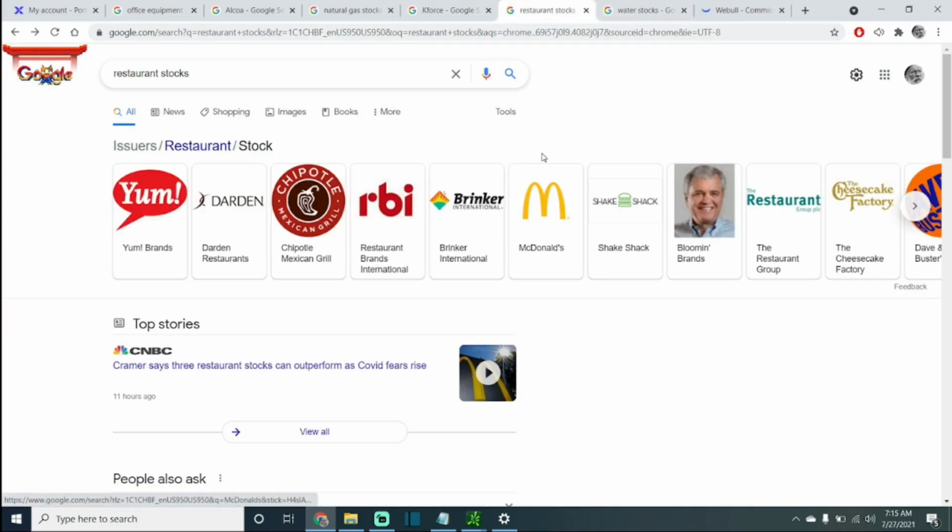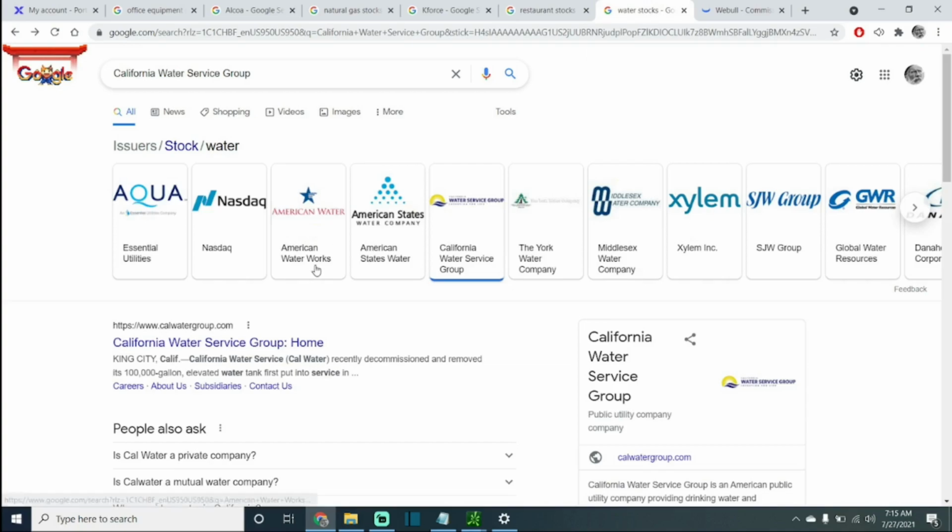There's another one here, restaurant stocks. Water stocks we already talked about, water utilities. You probably don't want to be trading any of these, but the XLU ETF is one to watch.